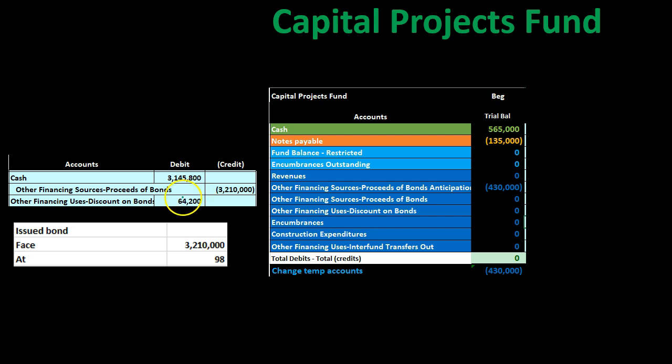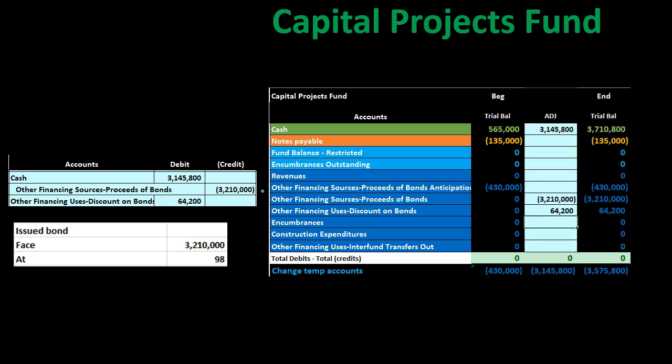And then another thing that's going to look a bit unusual: instead of debiting the discount as we did in the government-wide activities, because again, we don't have a discount in the capital projects fund, we're going to be debiting the other financing uses. And these two are what would be kind of like the timing accounts, similar to the income statement accounts in for-profit accounting, and therefore they're going to net each other out.